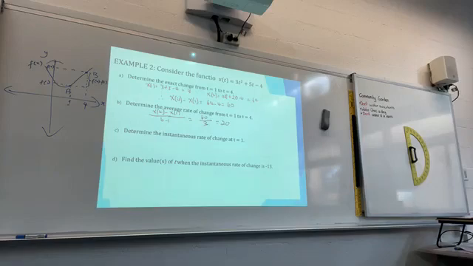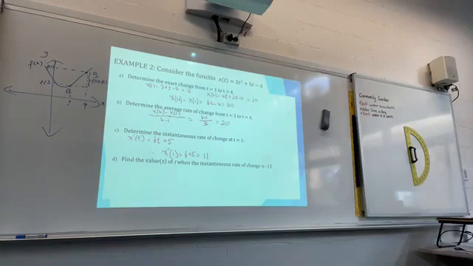Instantaneous: you have to find the derivative. Let's find x dash t, which is 6t plus 5. So the instantaneous rate of change equals 6 plus 5, which is 11. Make sure that you know what exact change means, what average rate of change means, and what instantaneous rate of change means.